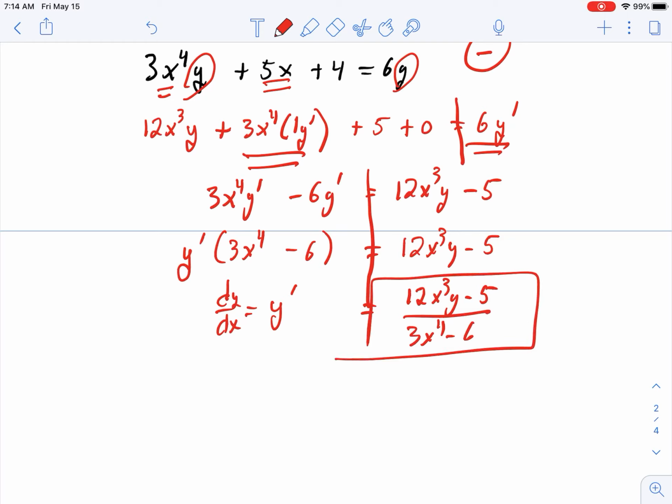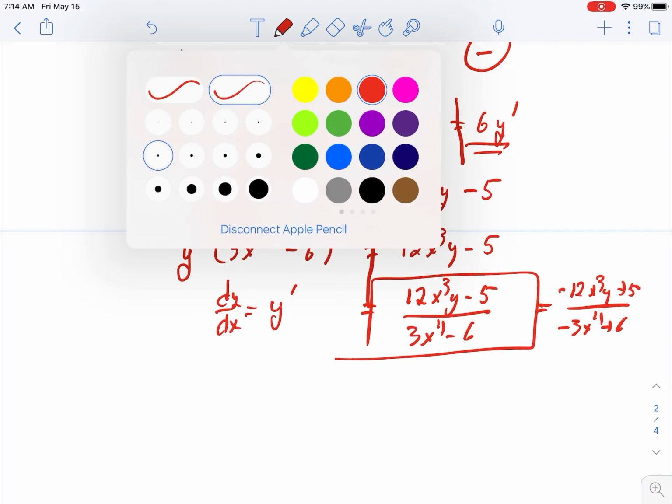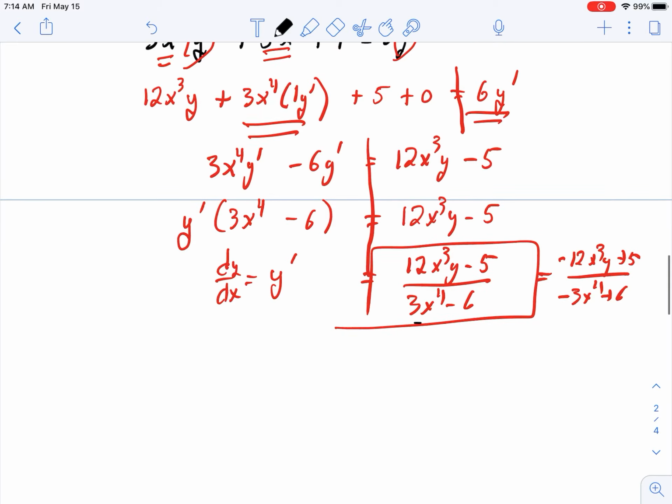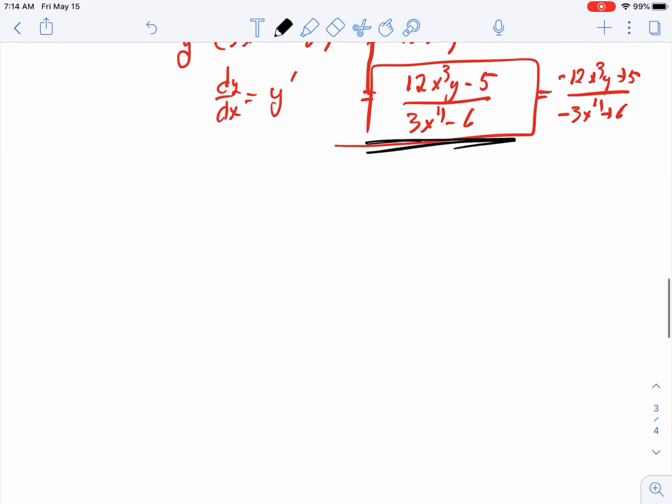All right, so a couple things. Also, if I multiply by a negative, all the signs change, okay? So remember, this would be the same thing as negative 12x cubed y plus 5 over negative 3x to the fourth plus 6. Okay, now let's do the same thing, but by partial derivatives. All right, so let me rewrite this, and we'll come back and look at this answer in a second.